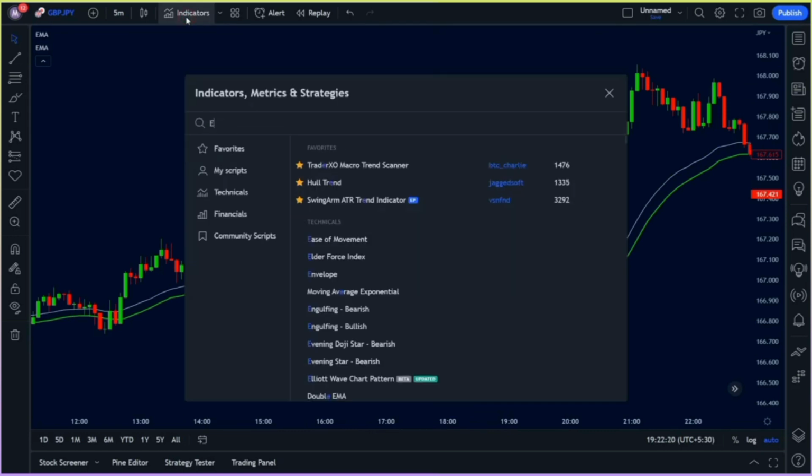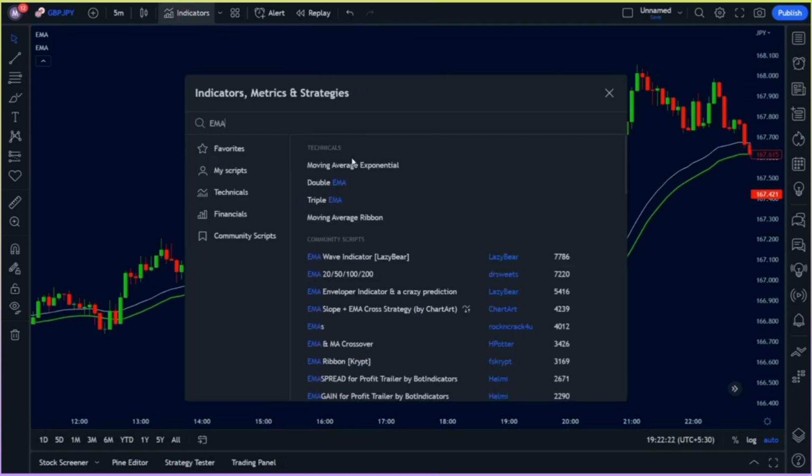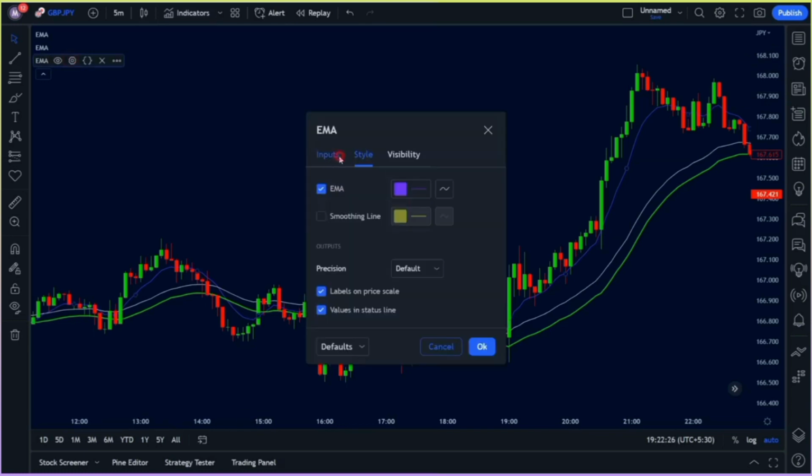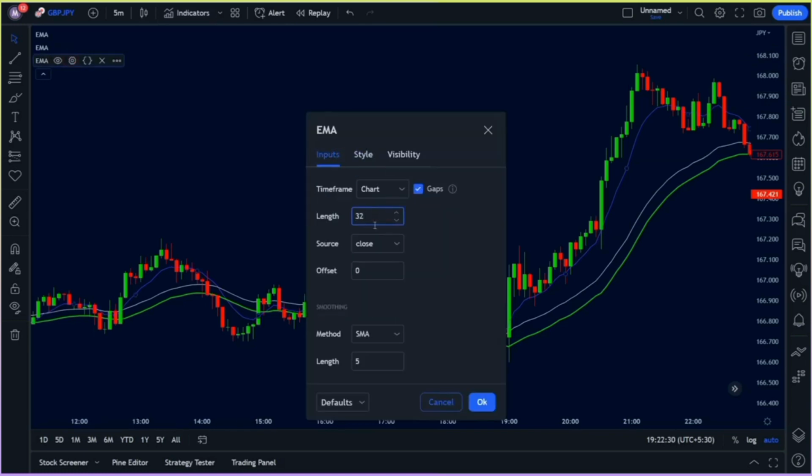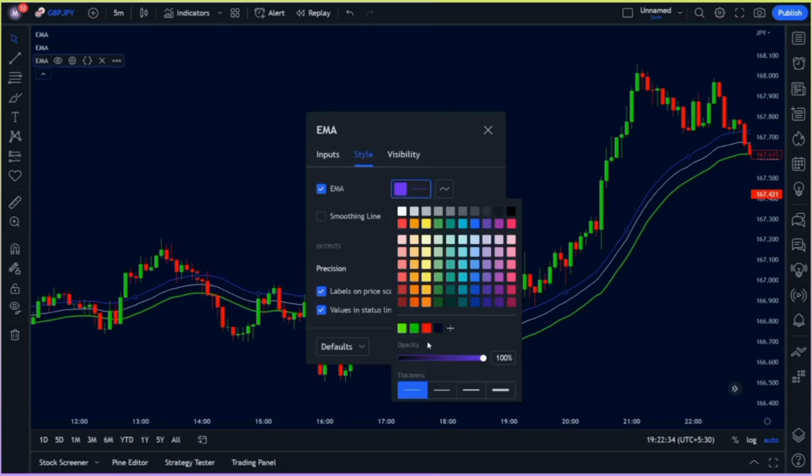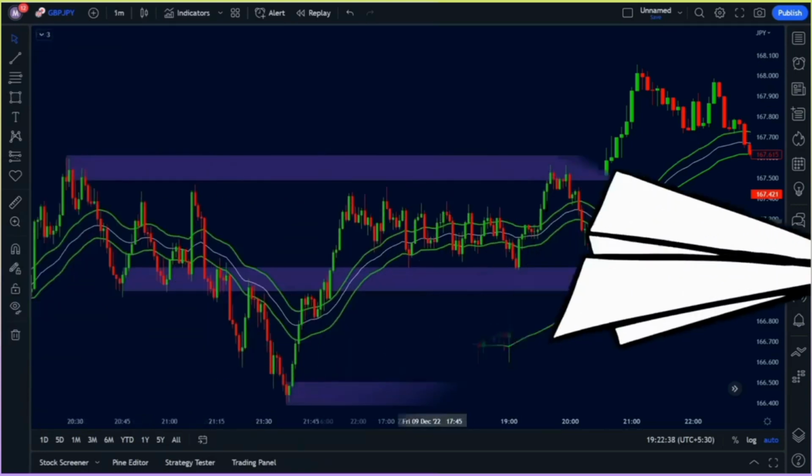Now add the last exponential moving average to the chart. Go to the third EMA settings and change the length to 32, and change the source to high. I increase the line thickness. Now our first setup is ready.